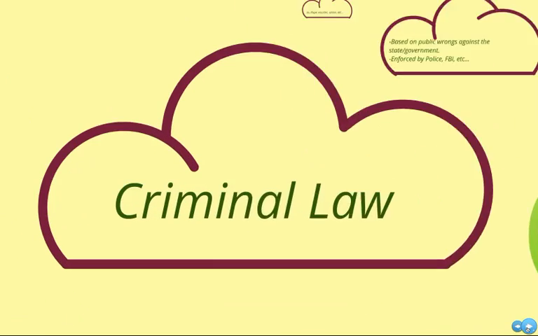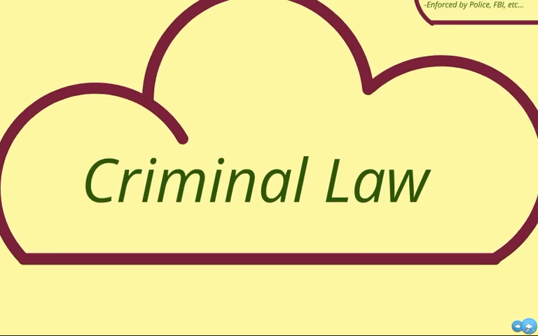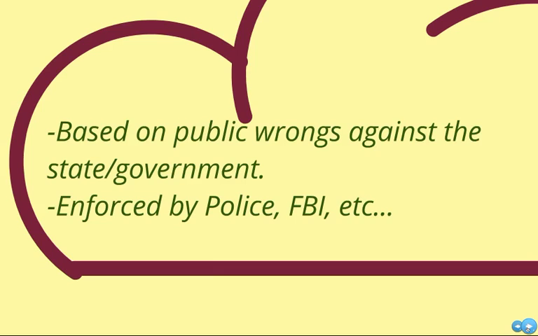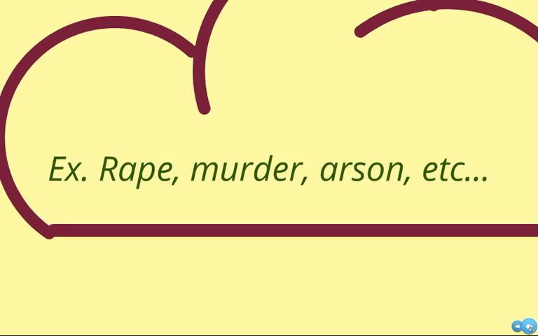The next type of law we're talking about is criminal law. Now, with criminal law, we're basically talking about laws that are based on public wrongdoing. So if you're doing something against the government, against the state, against other individuals, these are criminal laws. And these are the type of laws that are enforced by the police, by the FBI, by law enforcement agencies. And so a criminal law is any time that you violate the law and commit a crime. An example of that would be rape, murder, arson. Any time that you are violating somebody else's rights, typically this is a criminal law.